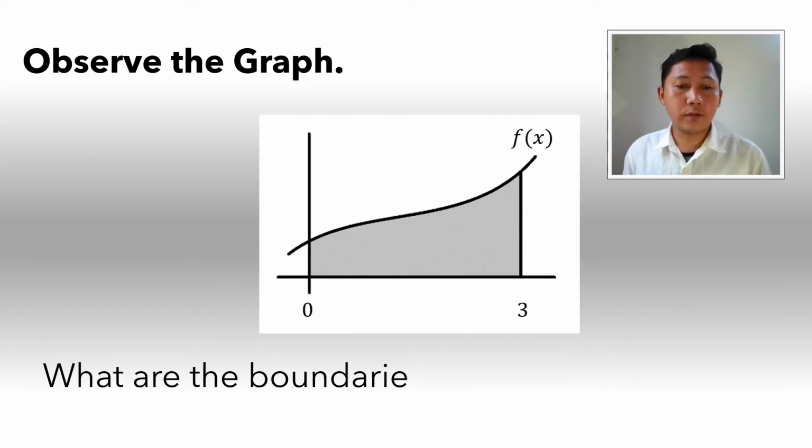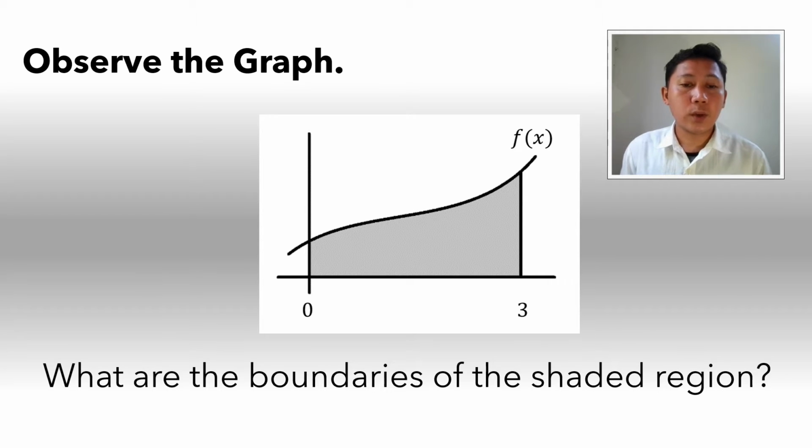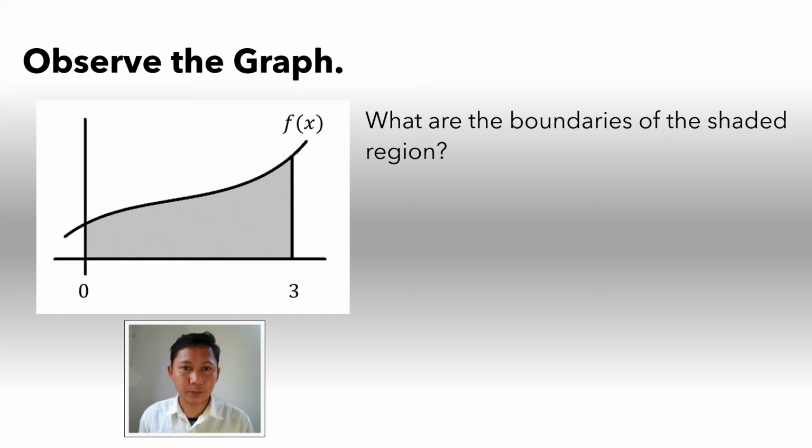So let's try to observe the graph. What are the boundaries of the shaded region? Okay, so the connection lies in the powerful result which forms the basis of the theory of Riemann integration, or the fundamental theorem of calculus. It stresses the inverse relationship between differentiation and integration. Very loosely, the theorem says that the integral of the derivative of a function returns the same function.